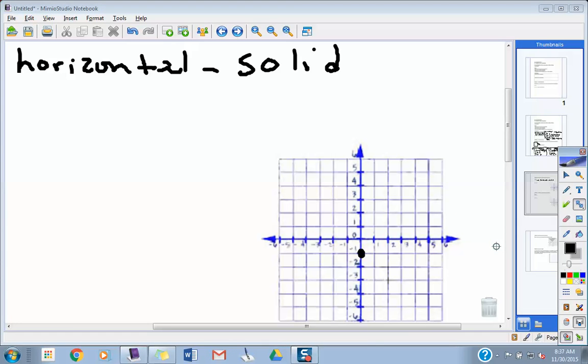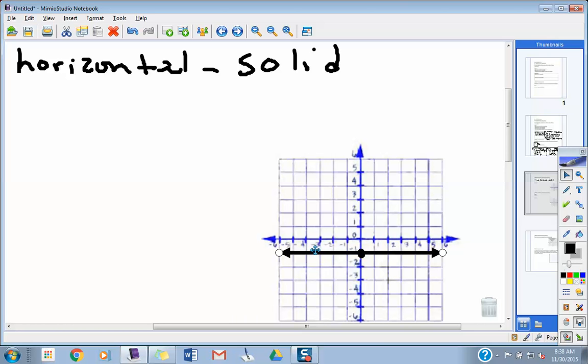Let me draw this. Now guys, here's the big piece about graphing. Oh, I don't want that to be dotted, did I? I can fix it. How's that look, guys? You okay with that?